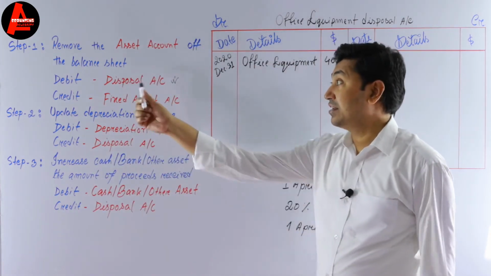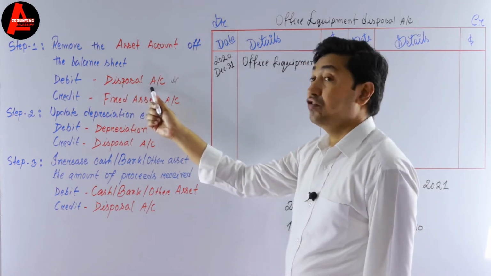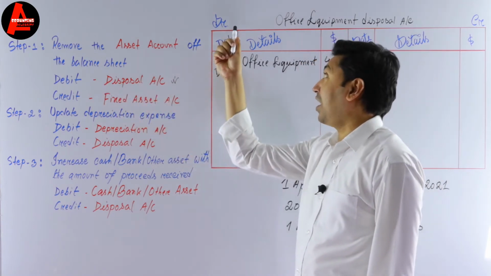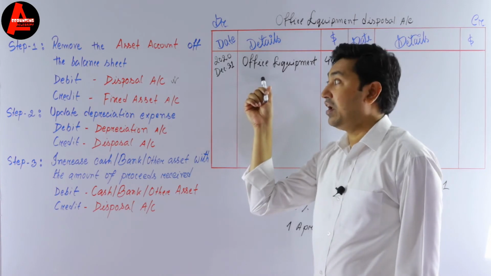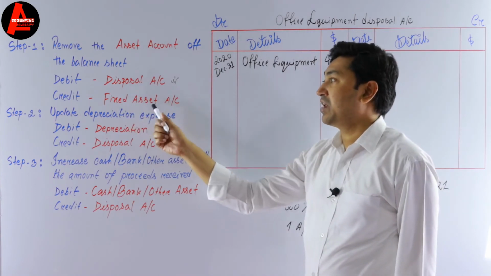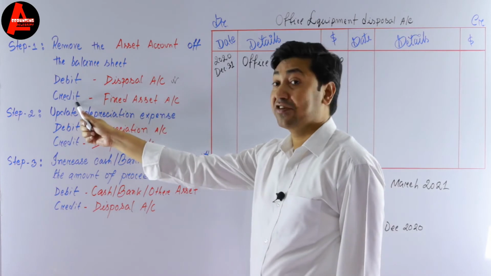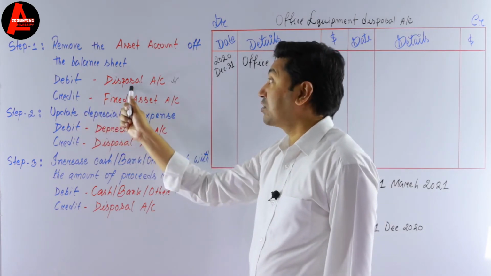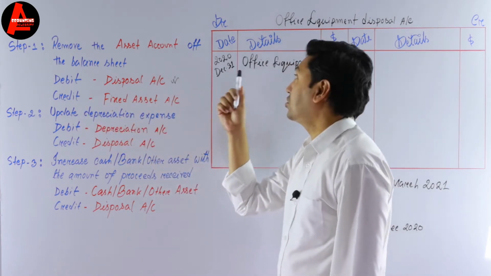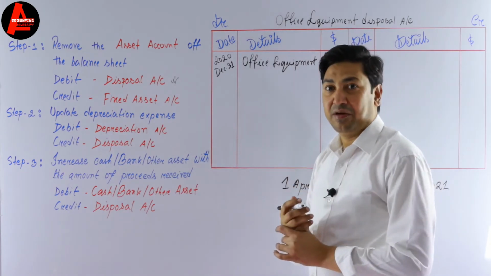Once again, here debit is disposal account. That is the reason we will write here in the debit side. Okay, do not think about office equipment account. Okay, office equipment account is here credit, but we are doing disposal account. Disposal account is here debit, so we will write here on the debit side.